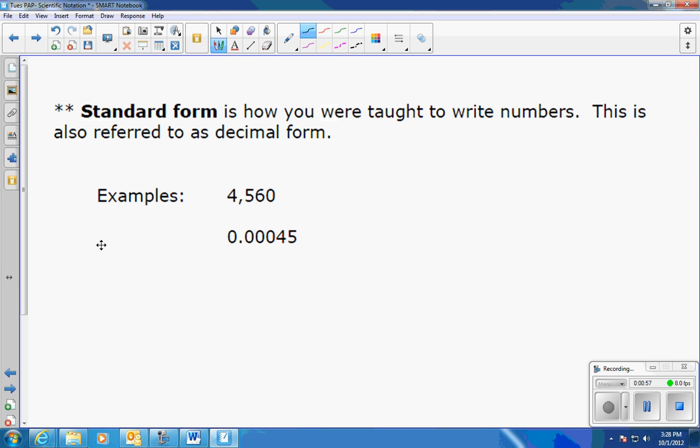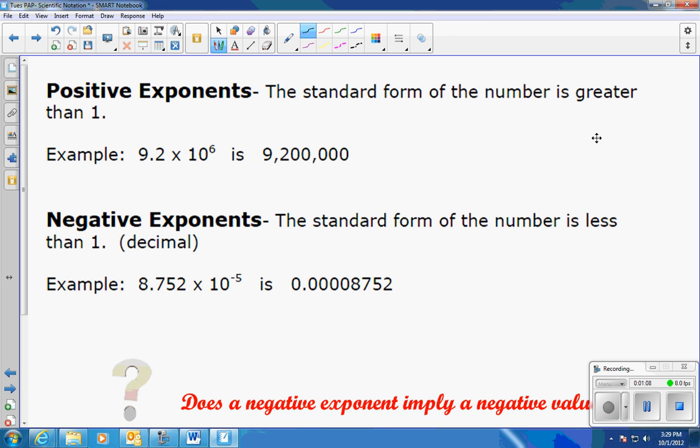So standard form is how you were taught to write numbers. This is also referred to as decimal form sometimes. So these are examples of standard form. Positive exponents, the standard form of the number is greater than 1. So for example, here's 9.2 times 10 to the 6th. That means 6 zeros. So we're going to move it 1, 2, 3, 4, 5, 6 times to get this number.